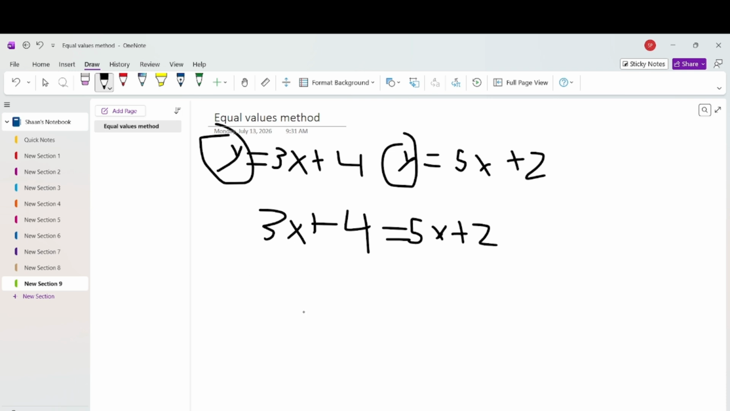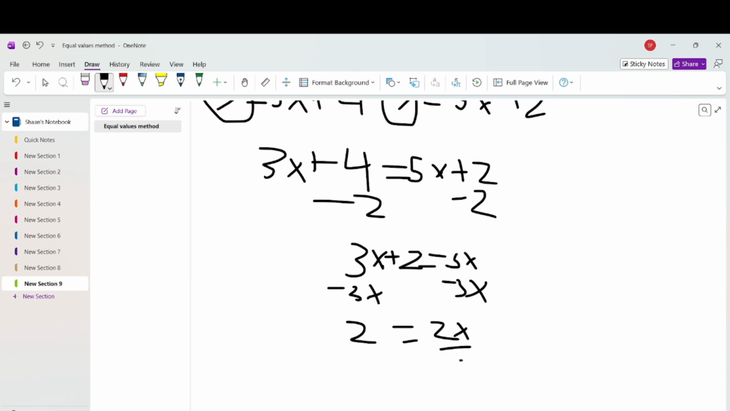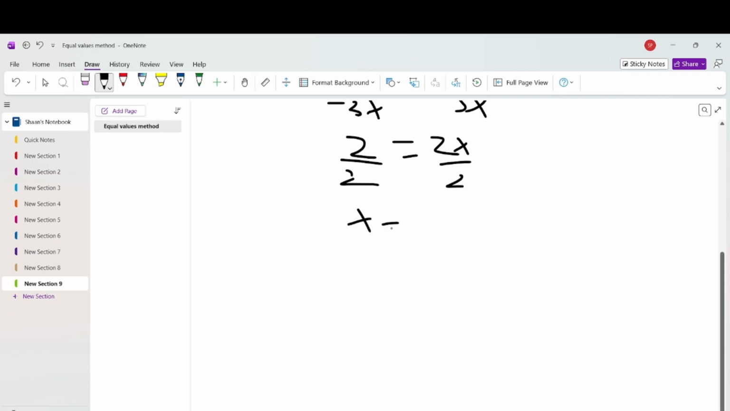Now we need to get x alone, so I'm going to subtract 2 from this side, which means we have to subtract 2 from this side as well, because what we do on one side we have to do to the other. So now we get 3x plus 2 equal to 5x. I'm going to subtract 3x from this side, and from this side. We get 2 is equal to 2x. We divide this side by 2, we have to divide this side by 2, and we get x is equal to 1. But let's check the solution.